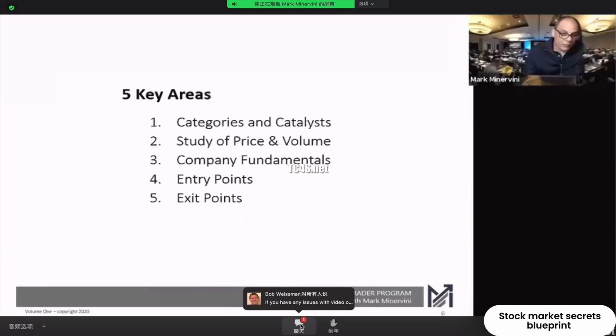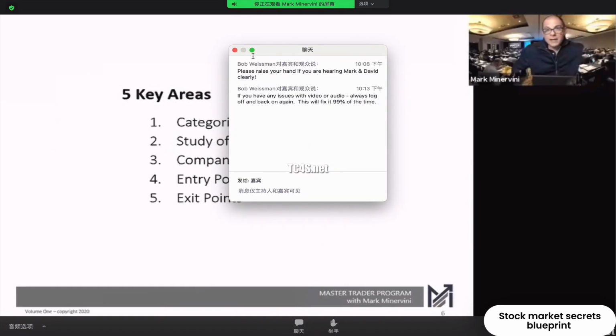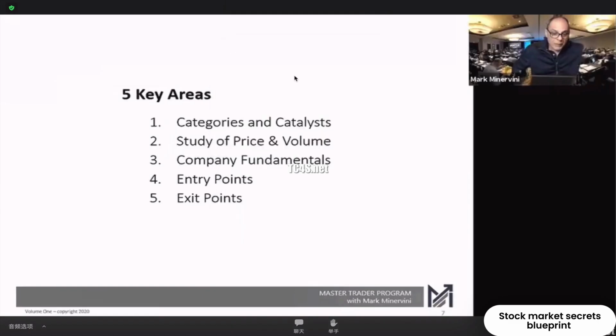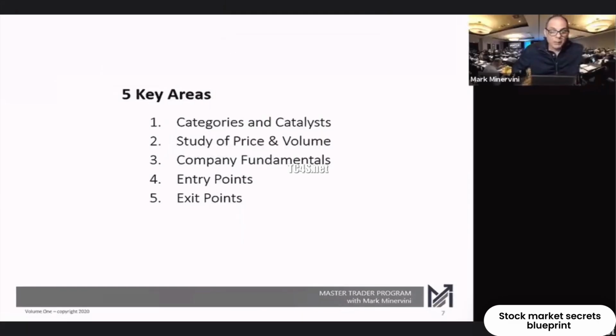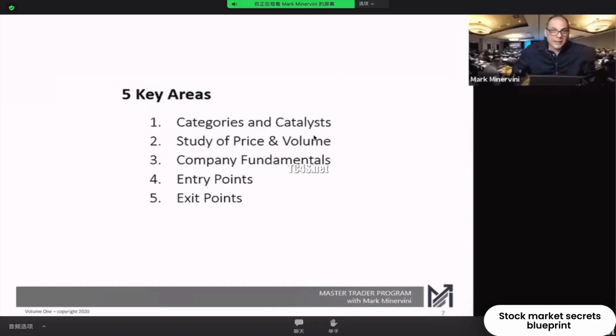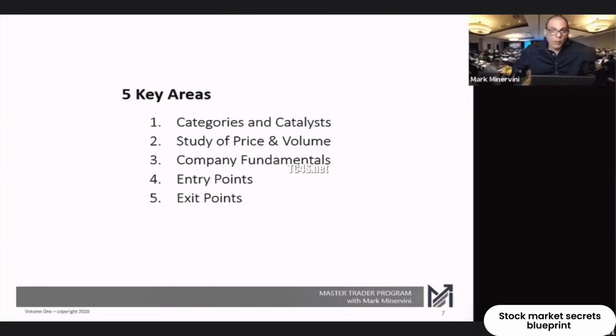Now, there's 5 areas that we're going to cover, and we're going to cover them in very much detail. But there's 5 broad areas. One is categories and catalysts. The second is the study of price and volume. We're going to look at technical analysis and study the price and volume action, company fundamentals, and entry and exit points. That's going to pretty much boil down the Master Trader program to everything that we're looking at. But like I said, it's going to be very detailed, so it's in a lot more topics than that. But those are the 5 key areas.